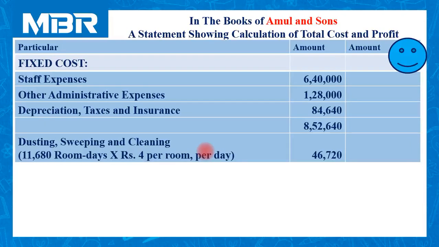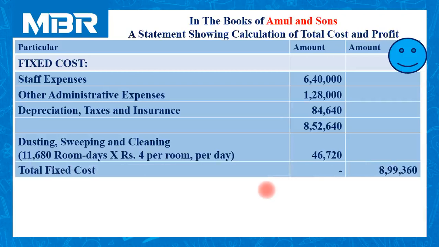So 32 rooms multiplied by 365 days multiplied by 100% occupancy rate that we have completed in our calculation at the first step. So number of room days are 11,680 and 4 rupees per room per day. So dusting, sweeping and cleaning charges for the whole year for all 32 rooms, 46,720.